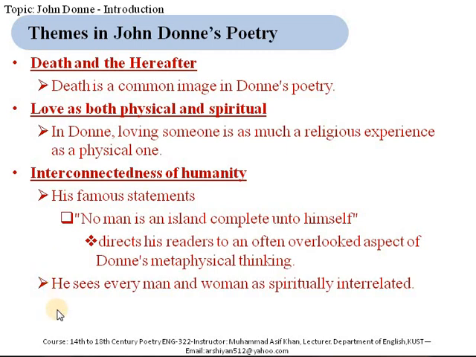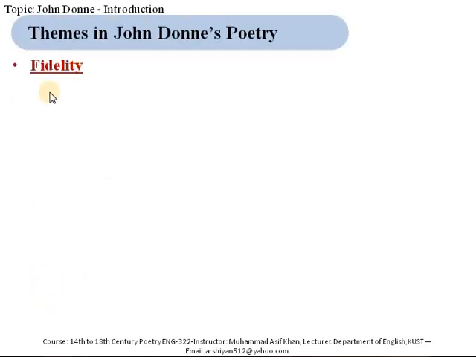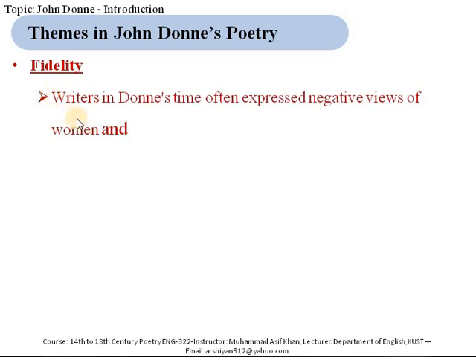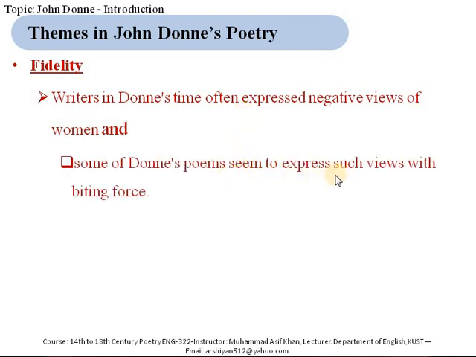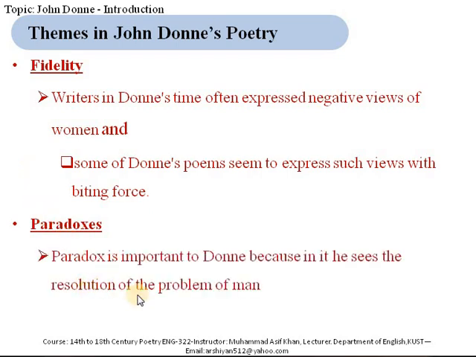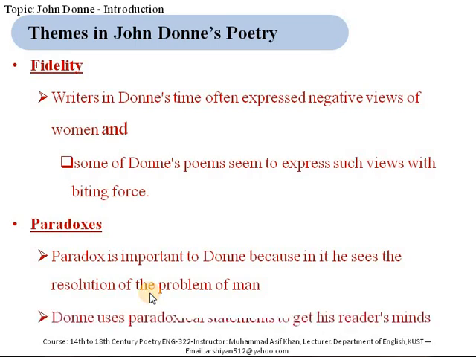In the same way, the fidelity of the woman is an important theme of his poetry, and writers in John Donne's time often expressed negative views of women, and the same we find in some of the poems of John Donne, where he expresses such views with very biting force. So I'm not going into that detail, but fidelity is one of the themes that we find in John Donne's poetry. We also find paradoxes. That is very important to John Donne, because in it he sees the resolution of the problems of man. So paradoxes and conceits are those important statements that actually grip the reader's mind.